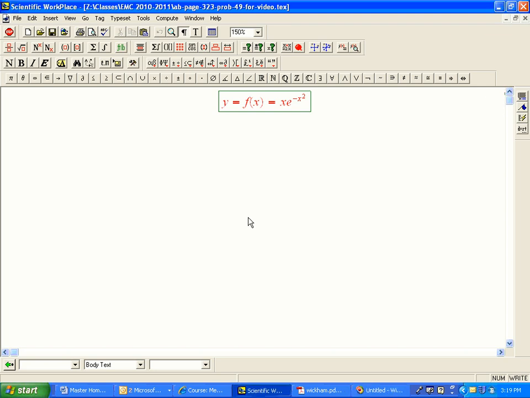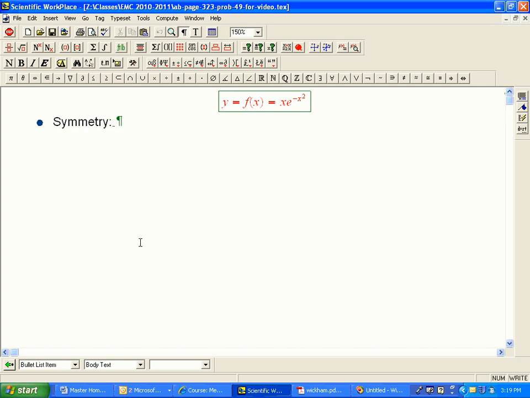Here's another book problem that I want to go ahead and do a detailed solution to: graphing this function, x times e to the minus x squared, using the help of calculus. So let's do some bullet points here. Symmetry. That's what I always start with.